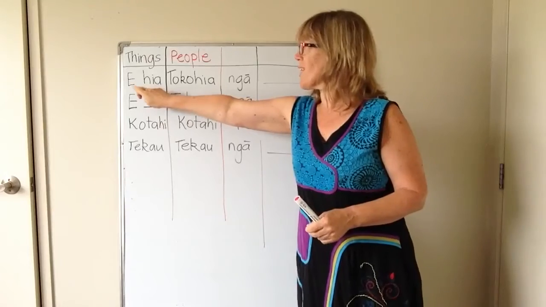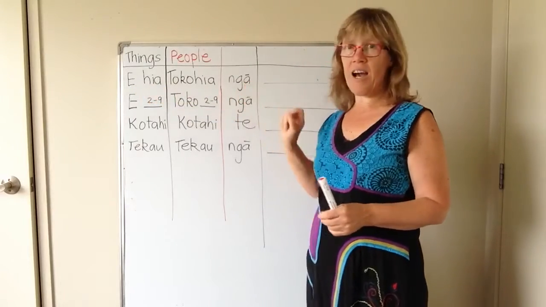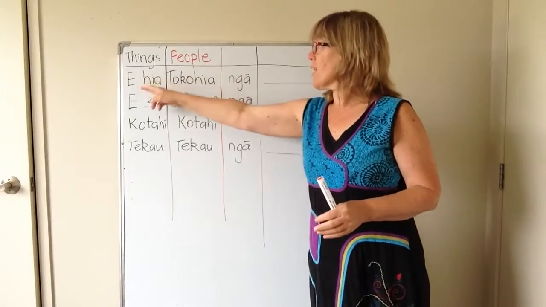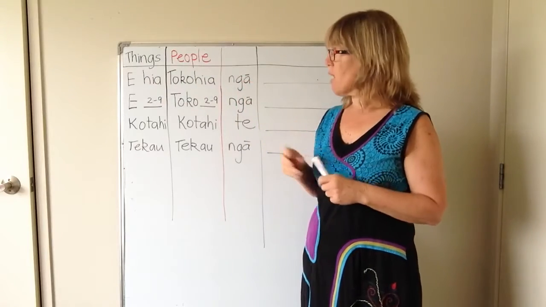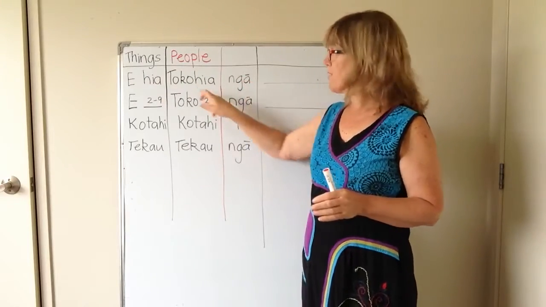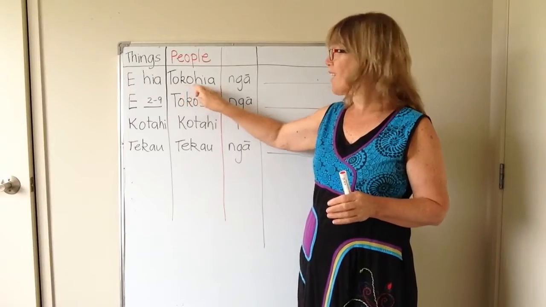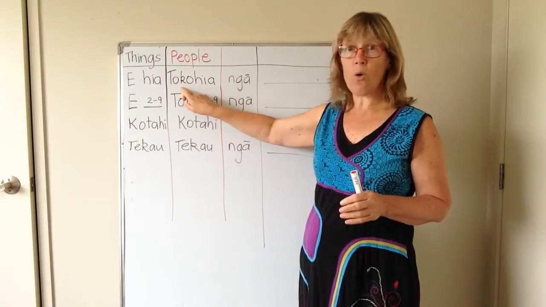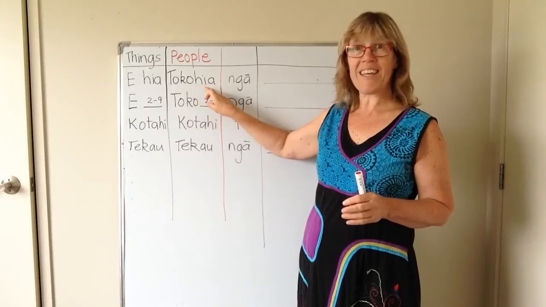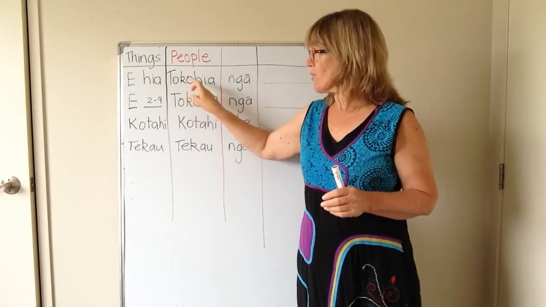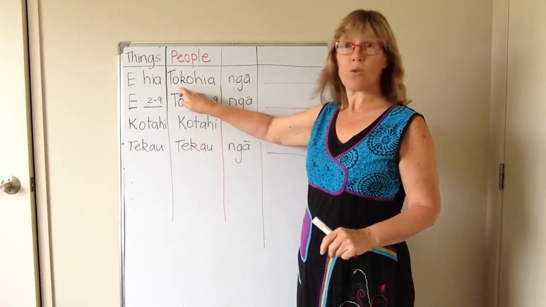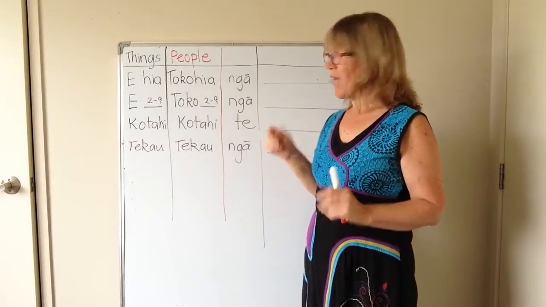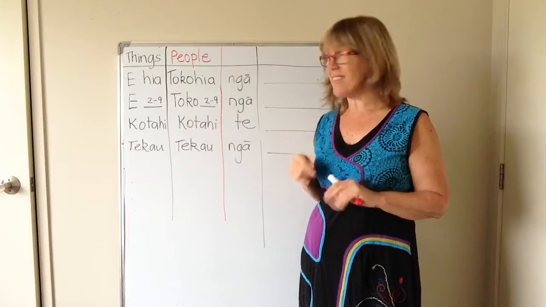So we've talked about here, ngā for things, here, ngā pene, how many pens. But for people, we say tōko here, tōko here. So the only difference is that for things changes to tōko for people. Everything else stays the same.